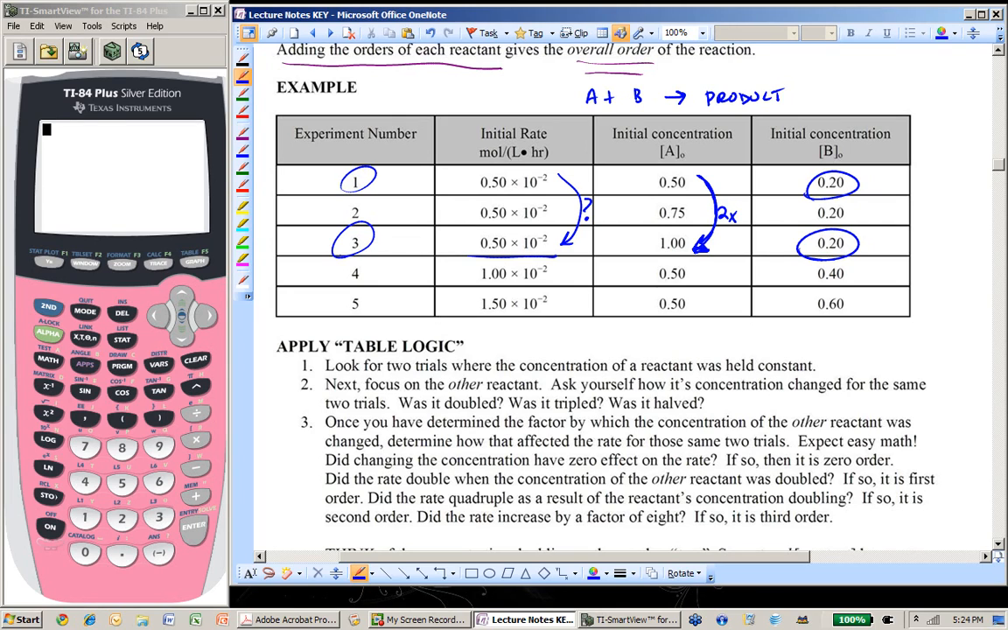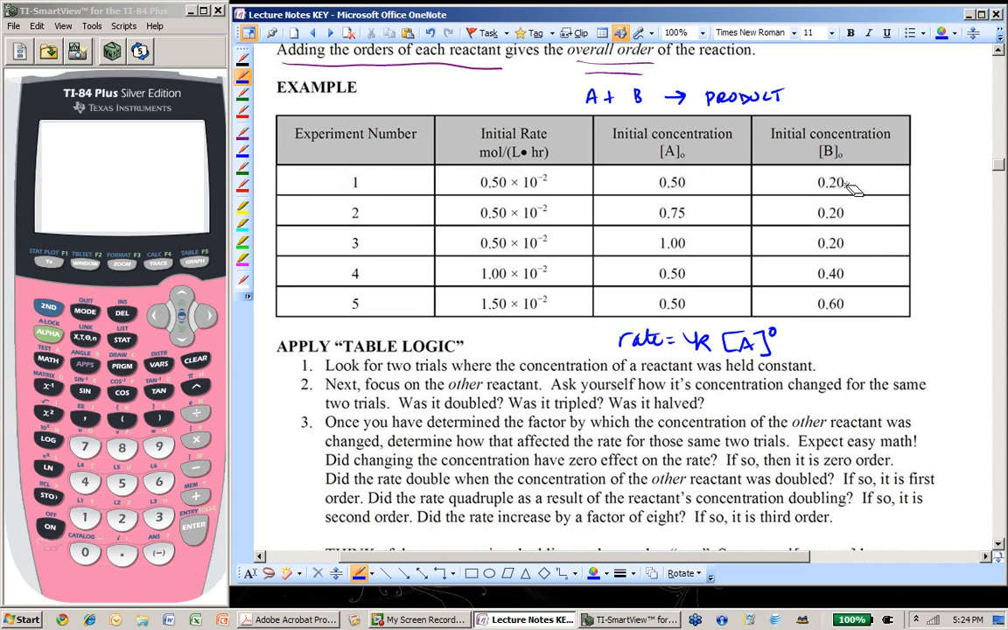Well, dang, it didn't change. It stayed the same. So if you double the concentration of A and the rate doesn't change at all, nothing changed, then I know this so far. Rate equals k, concentration of A to the 0 power. Now, if you want, I can prove that to you again.